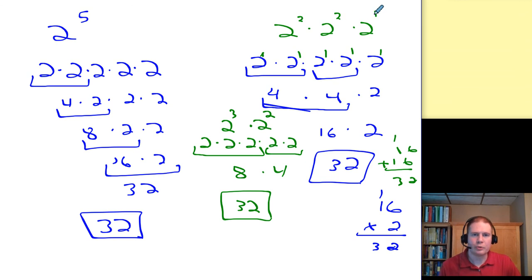2 plus 2 plus 1 gave me the total of 5. Or I could split it up into 2 pieces. 3 plus 2 gets me the total of 5. These exponents are just telling me how many of that base I have as it's being multiplied.